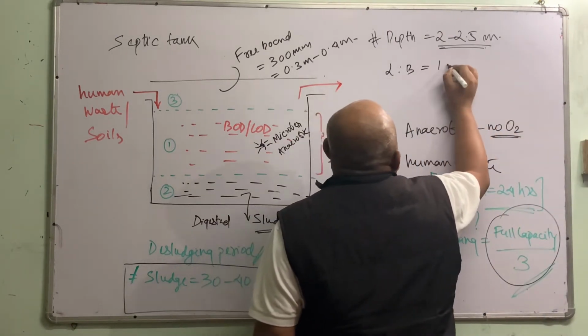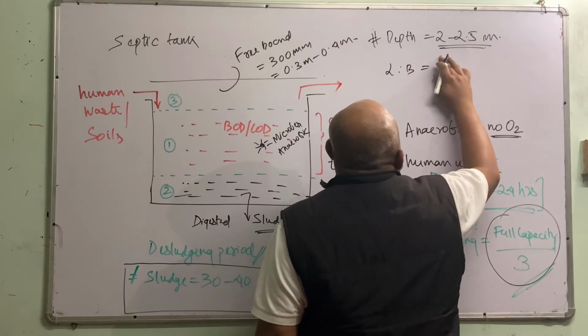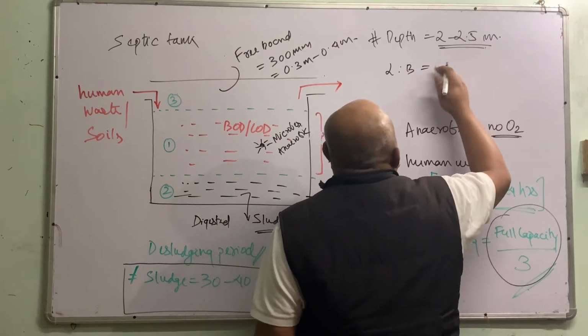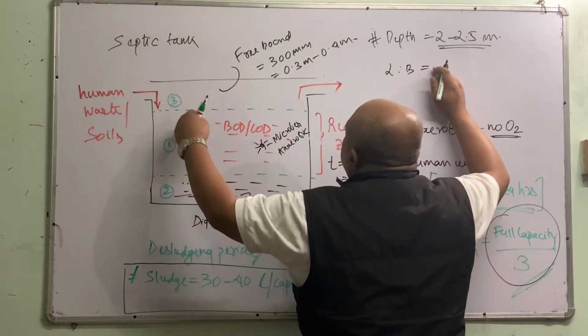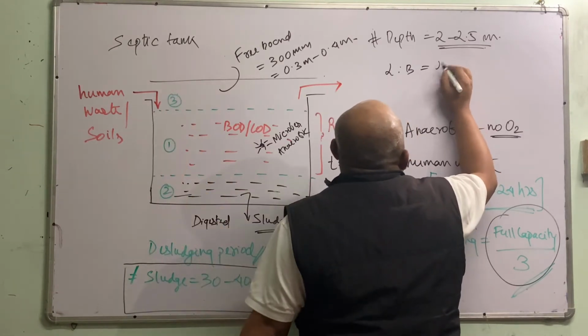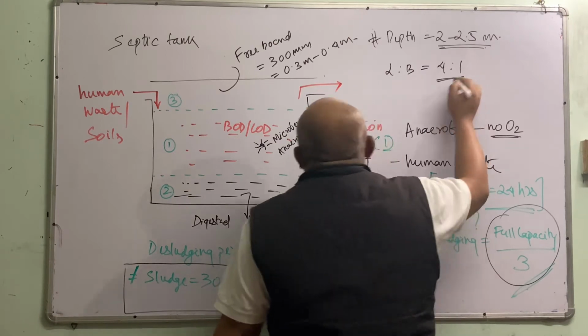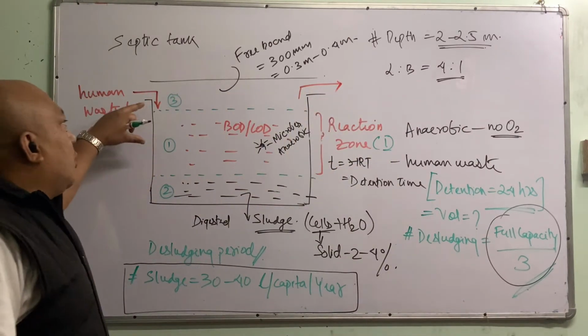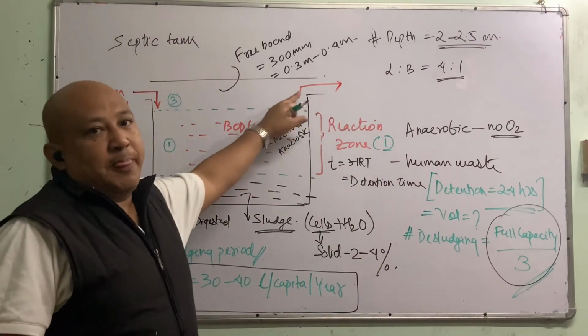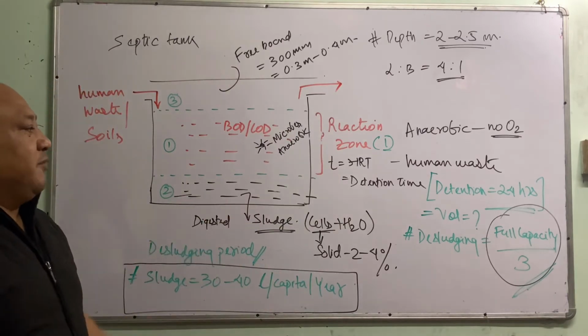And the length to breadth ratio, we make it around 4:1. It may be any length, but if you consider this as the length, then the breadth is such that length to breadth is around 4:1. We want to make this one longer so that the water keeps moving and then goes out. This is for convenience.